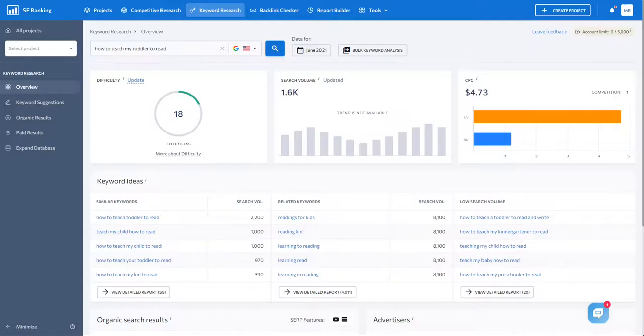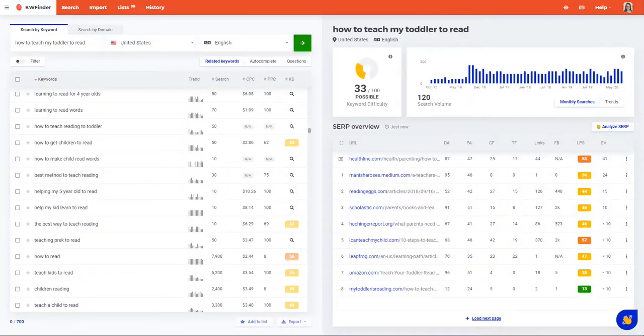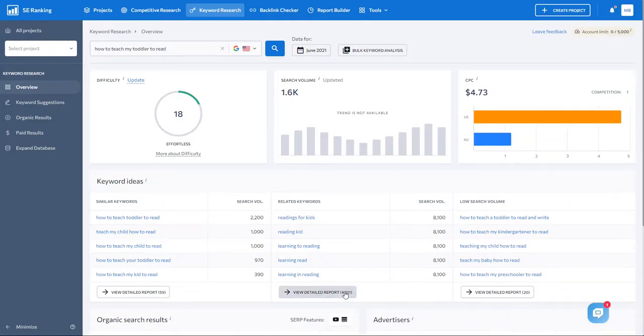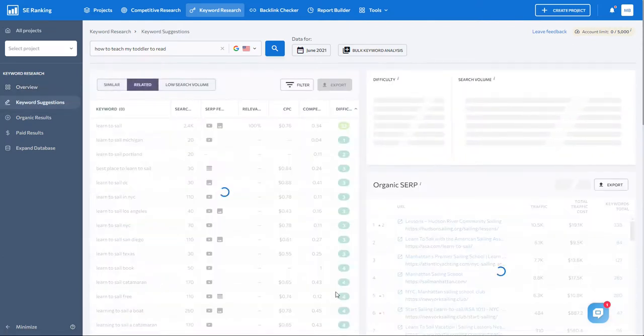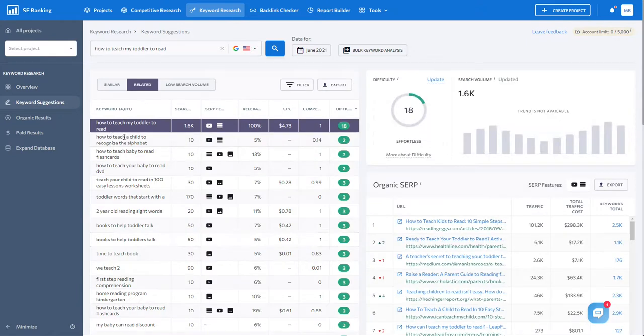Let's look at SERanking. So on SERanking, we've got 59 keyword ideas. So that would seem to be less than the 700. However, we've got 4,000 when it comes to related keywords. So let's go straight to related keywords to see how on point they are. How to teach a child to recognize the alphabet. That's pretty on point. Toddler words that start with A.